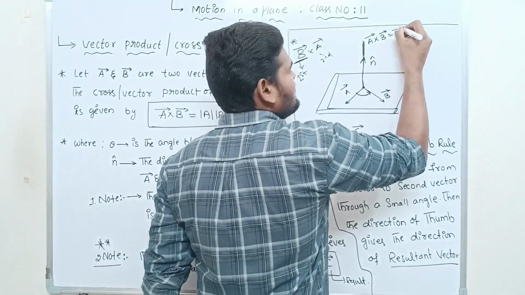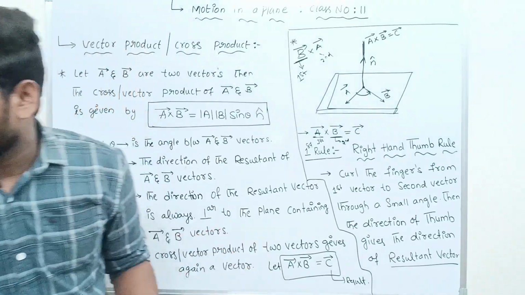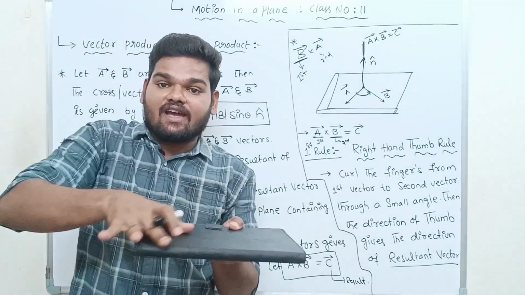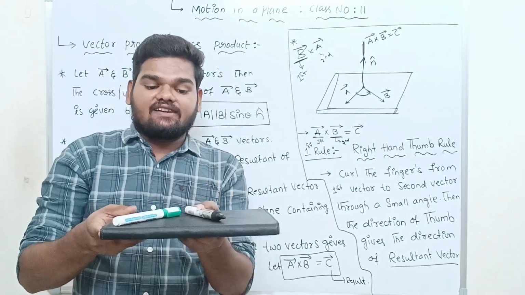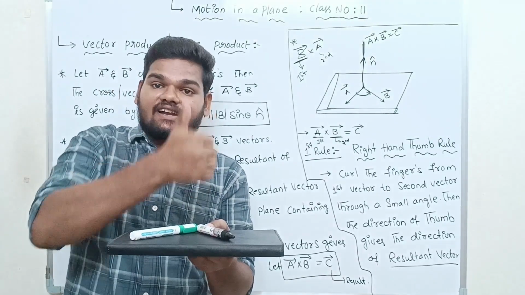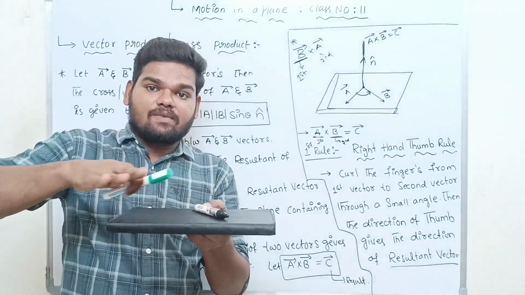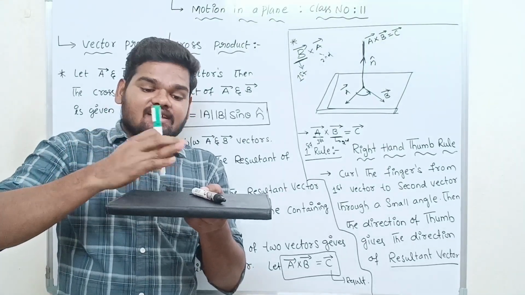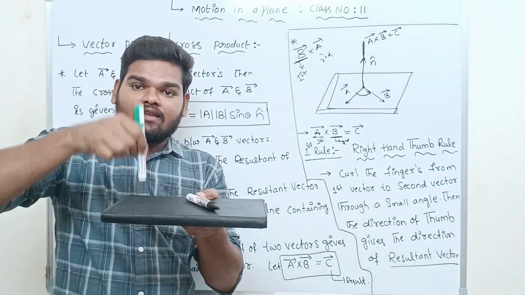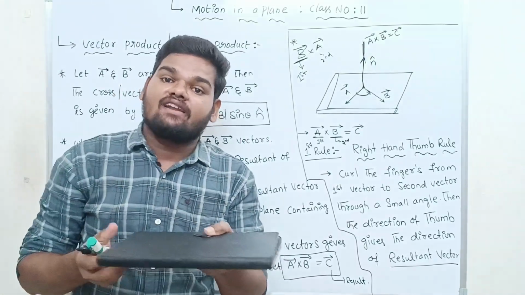So this is the direction of the resultant vector, and always it is perpendicular to the plane containing the two vectors. Have a look. This is the plane containing the two vectors. The direction of the resultant vector is this, and it is perpendicular to the plane containing A bar and B bar vectors.